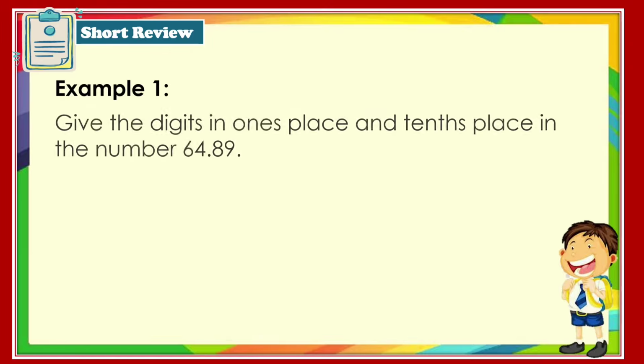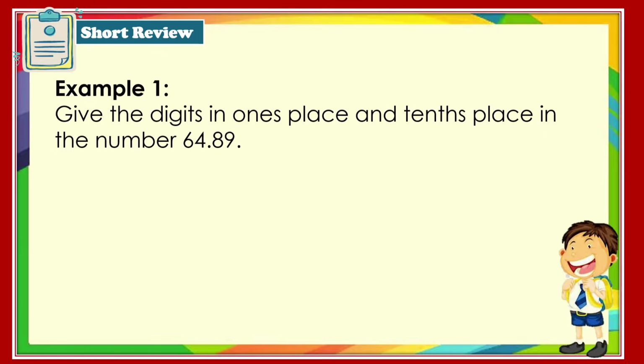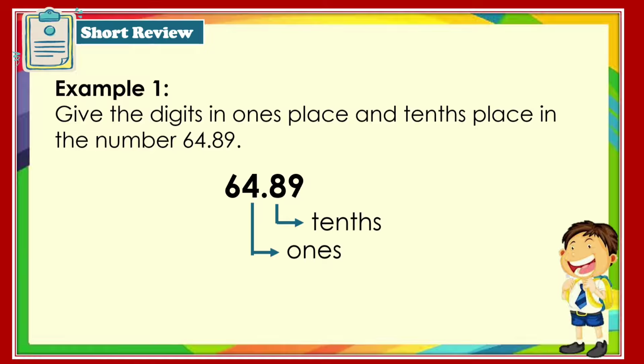Example number 1. Give the digits in the ones place and tenths place in the number 64 and 89 hundredths. For the solution, step 1: in the given number 64 and 89 hundredths, the digit in the ones place is 4, as it is the first digit to the left of the decimal point. Step 2: the digit in the tenths place is 8, as it is the first digit to the right of the decimal point. So the digit in the ones place is 4, and the digit in the tenths place is 8.